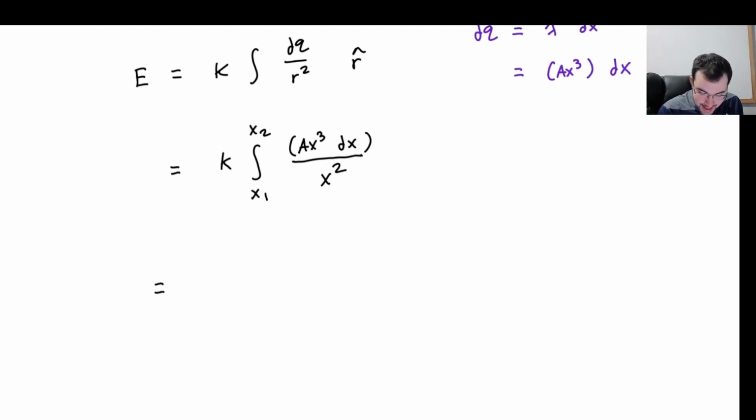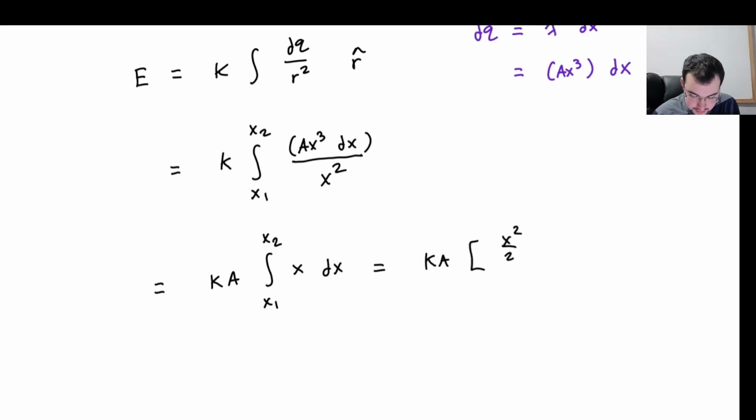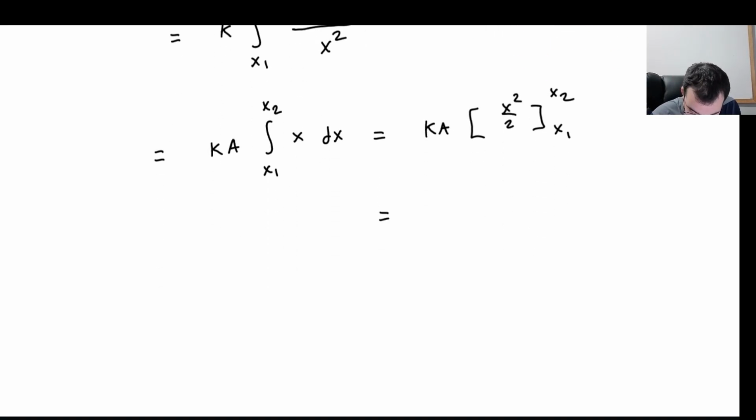So I can pull out the a, and then x cubed and x squared, well, that just leaves an x in the numerator. And then this antiderivative is just x squared over 2, evaluated from x1 to x2. So we would just get ka over 2 times x2 squared minus x1 squared. And that's our net E field at the origin.